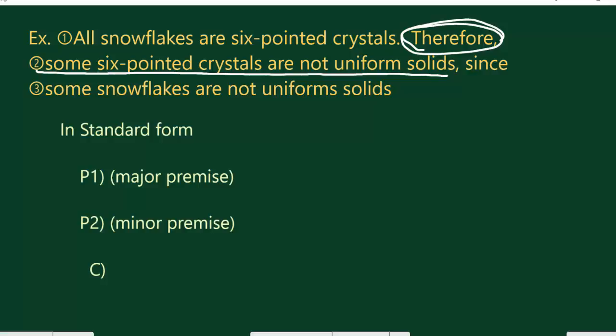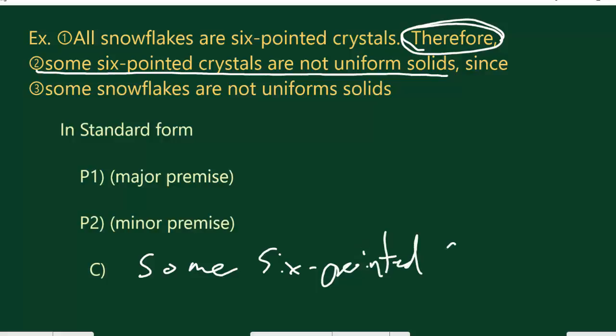So we're going to put that as: some six-pointed crystals are not uniform solids.